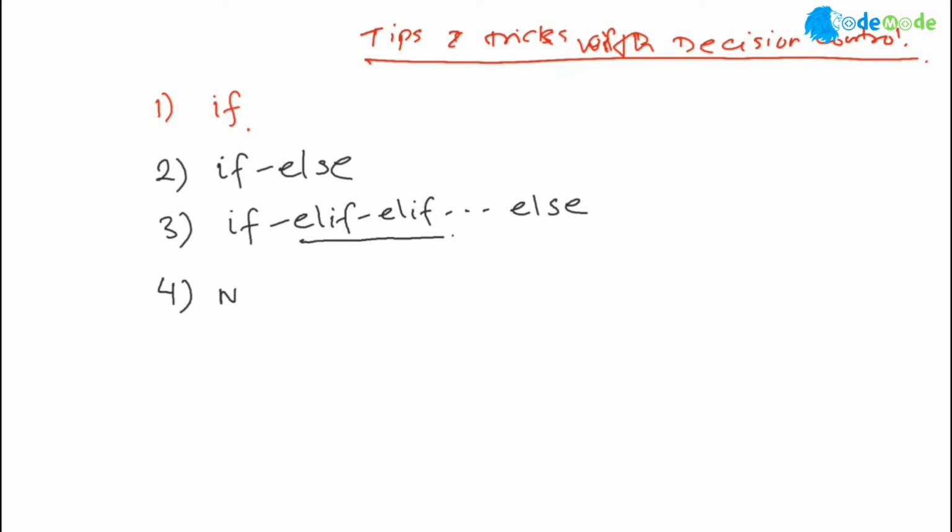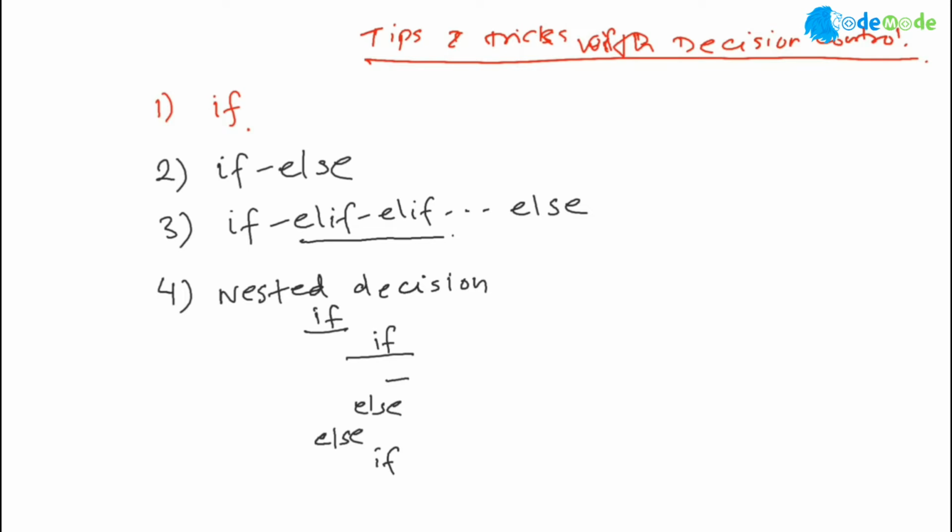And then the fourth one we learned is nested decisions. The whole block of if else inside another block, right? So you have this if, then you have this if, you have this else, you have this else, like this. And then within else also you can have if, you can have else. So we learned these 4 types.